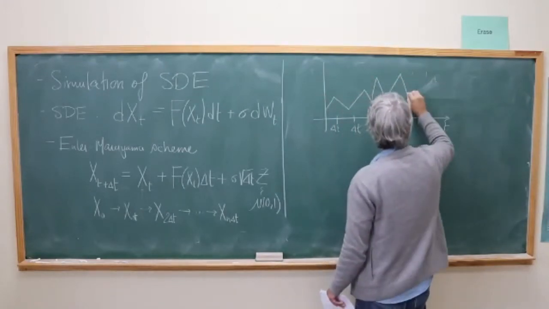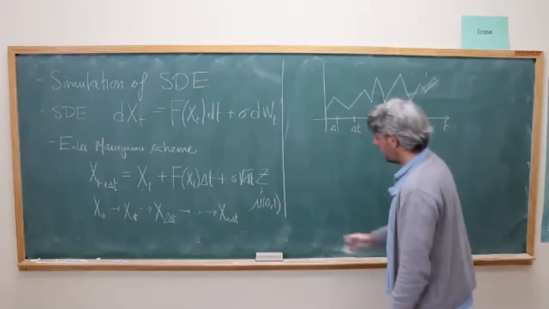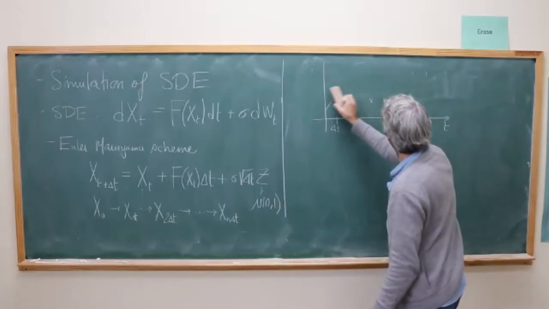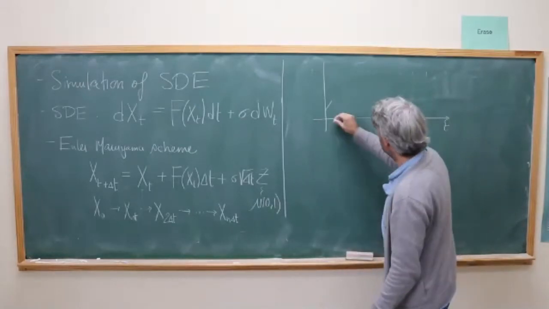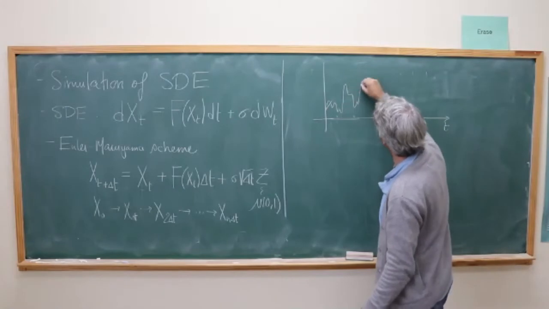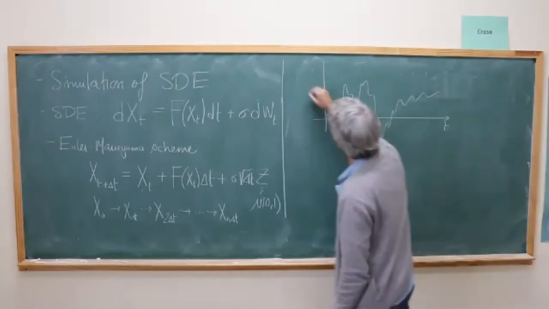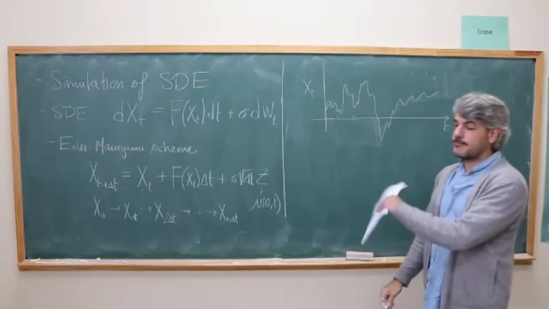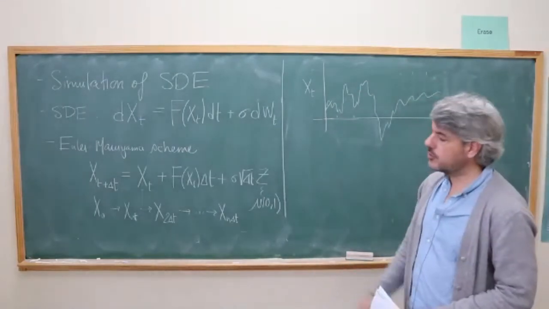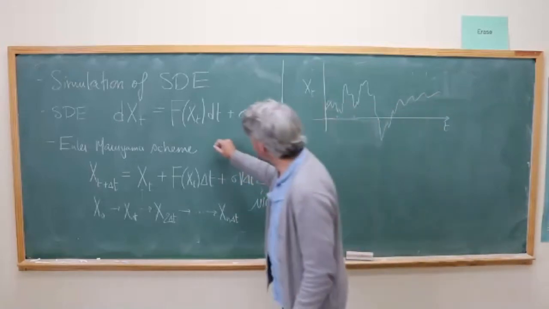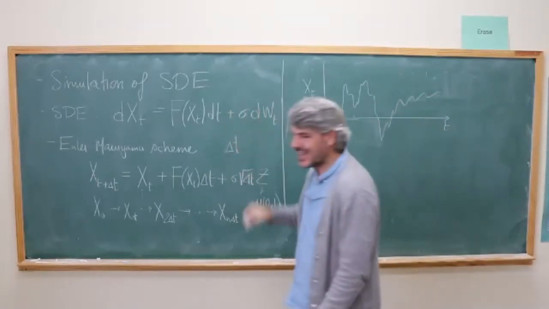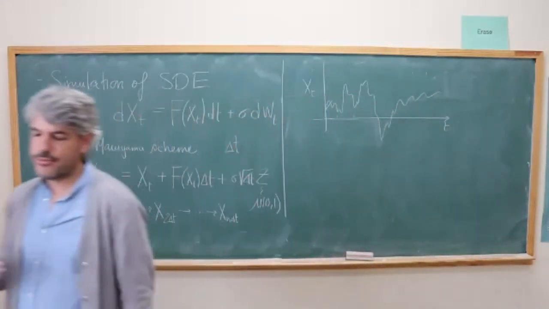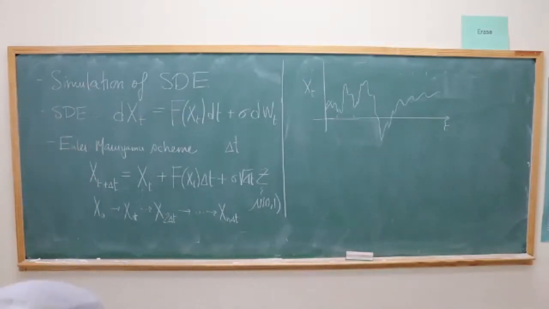I'm not drawing this in the correct way, but we'll see this. If the delta t is small enough, if it's fine enough, then you get your random trajectory. There's no other way to simulate a stochastic differential equation. You have to use a delta t. And again, as a practitioner, as a coder, you have to ask yourself, how small should delta t be? This is something that you have to experiment with.